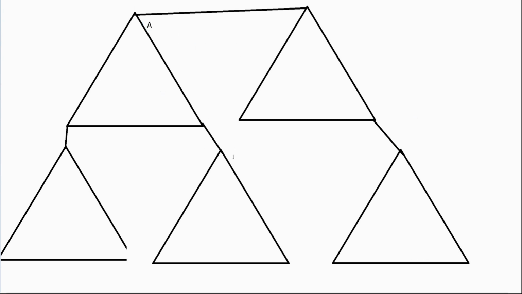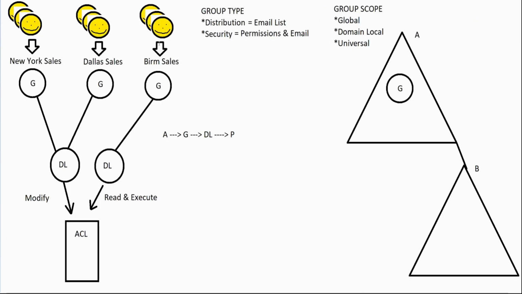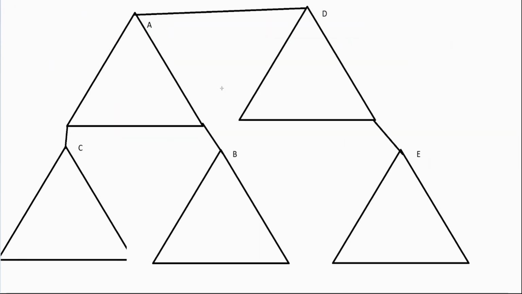Then we're just going to label everything real quick. We'll call this domain A. This will be B, and then C, D, and E. Imagine if you had to look at things on a larger scale, from the perspective of these different groups of, let's say, salespeople. We'll stick with the sales department for now. You've already broken your New York sales up, Dallas sales, Birmingham sales. But what if you had salespeople in every domain?